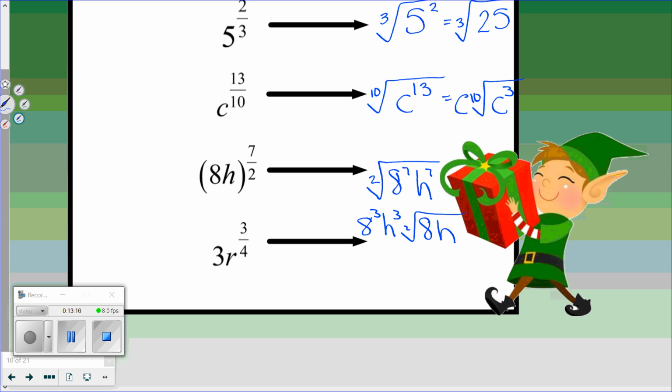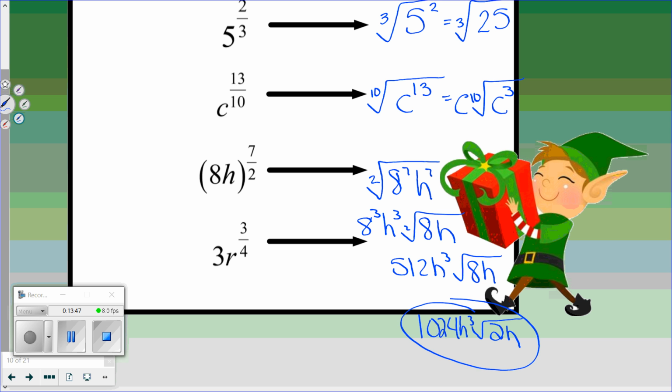Well, this problem got fun. What's 8 to the third? 512. So I have 512h cubed times the square root of 8h. Wait a minute. What's the square root of 8? 2 radical 2. So what do I do with the 2 out here? Multiply that. So that'd be 1024 h to the third times the cubed root of 2h. That one's fun. That was fun.